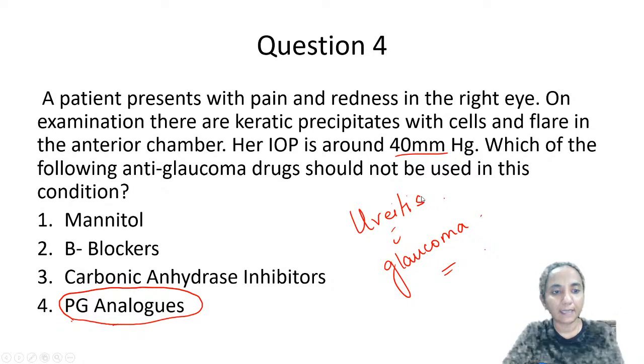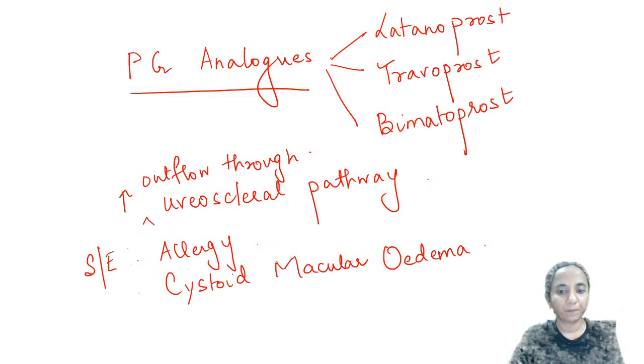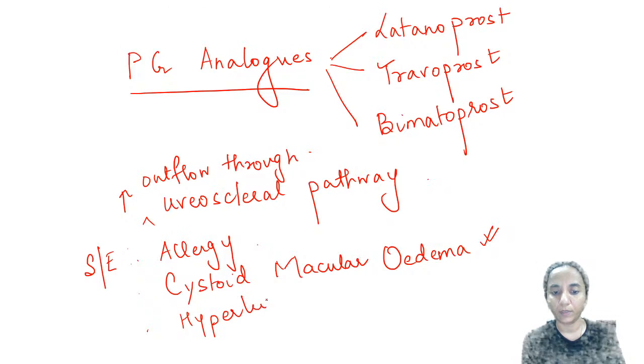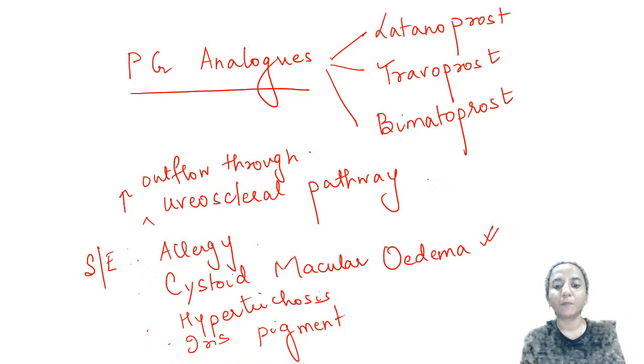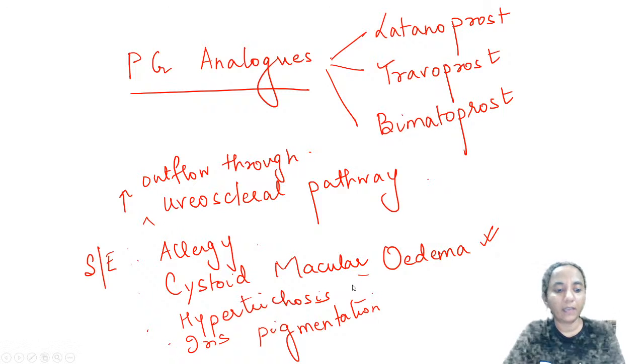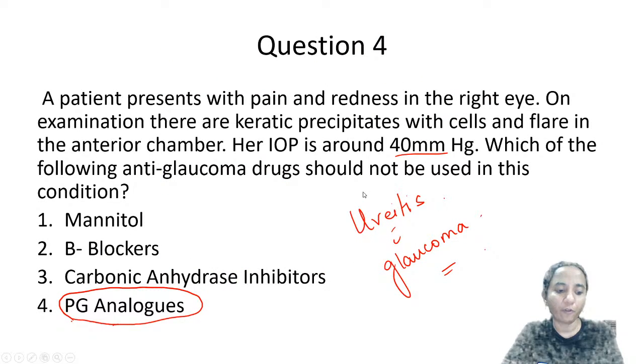They are believed to increase, I would say, the intraocular inflammation, and they also cause cystoid macular edema. That is why we are not giving it in a patient who has both uveitis and glaucoma. Just to complete the list, these drugs are also known to cause hypertrichosis, and iris pigmentation. But the side effects that become important in this question are cystoid macular edema and increase in intraocular inflammation, which makes it unsuitable for a case of uveitis. Right? Let's go to the next question.